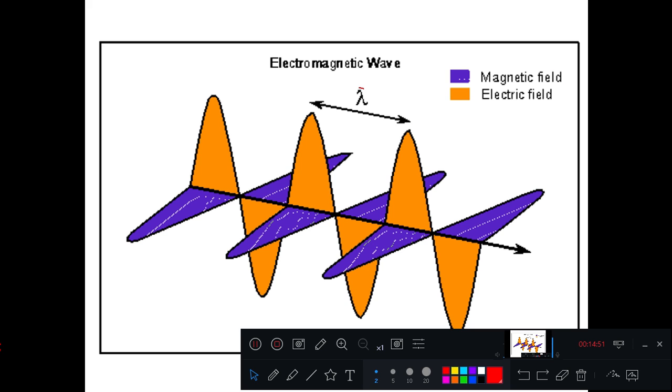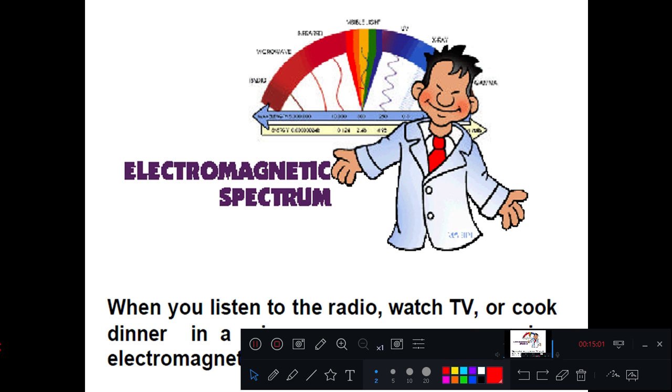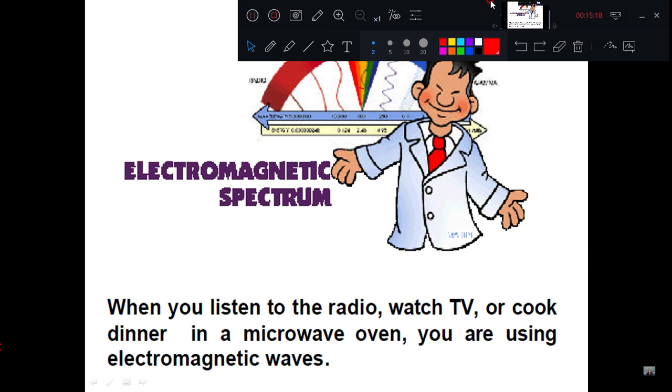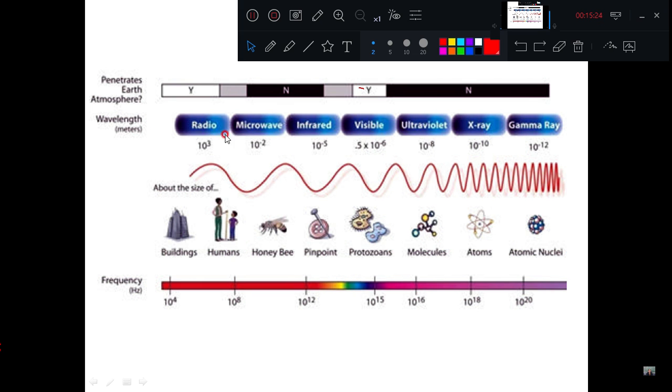This is how the electromagnetic wave travels. There is a magnetic field and an electric field, so it is called electromagnetic radiation. The electromagnetic spectrum covers all the radiations: when you listen to the radio, watch TV, or cook something in a microwave oven, you are using electromagnetic waves. This is the range of waves: radio wave, microwave, infrared, visible, ultraviolet, x-ray and gamma ray. This is the electromagnetic spectrum, you can say.